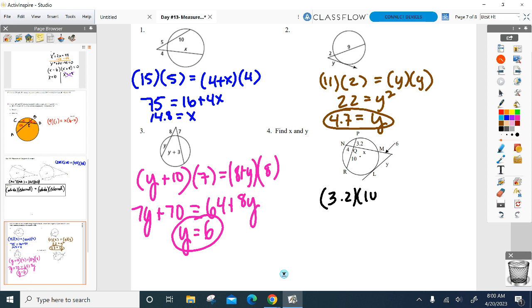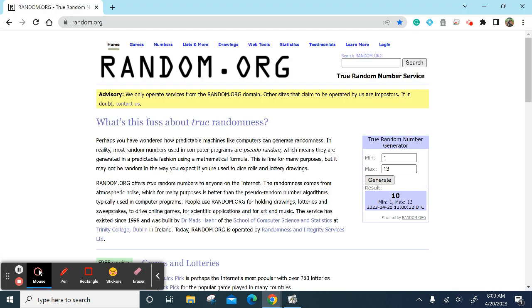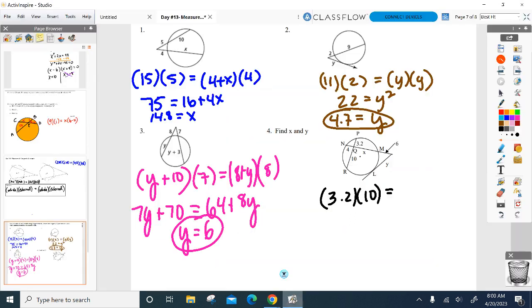3.2 times 10. Now everyone look at the other chord, NM, and give me its two parts so I can multiply them from yesterday. Anna, what are the other two parts from NM? 4 and x. 4 times x. Everyone all right where that's coming from and why I have to do that first? Because if I try to do whole times external, I get an x and a y.